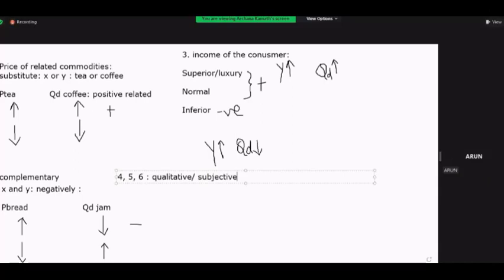Madam, for 4, 5, 6, you have written qualitative, subjective, madam. Once repeat. Qualitative means, is your habit, your consumption pattern going to remain stable all the time? I mean, if you're preferring one commodity, will you not be interested to change your preferences with respect to the influence done by the market or the advertisement? Yes, madam. It's not going to remain stable, right? It changes from one point of time to another.